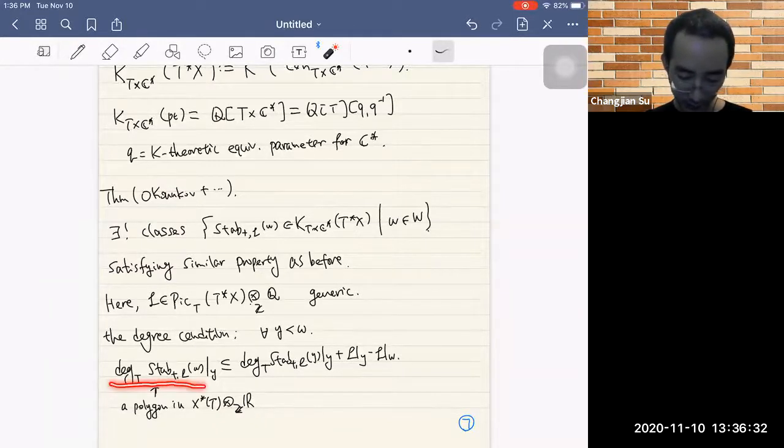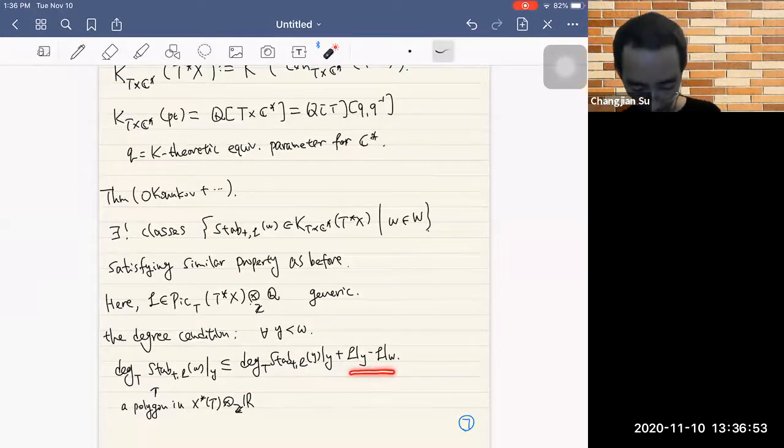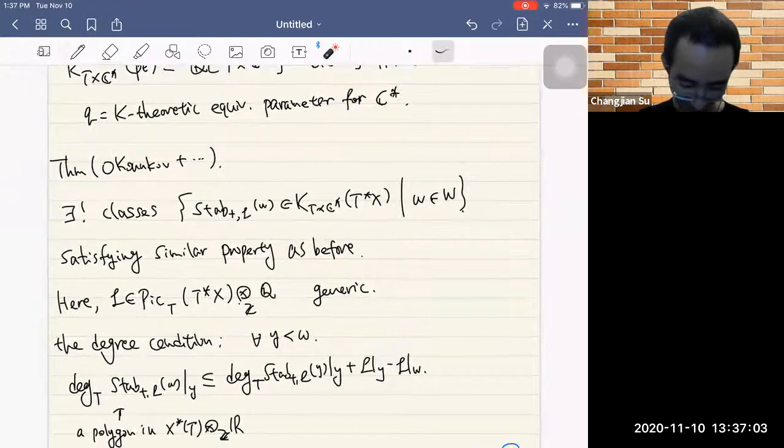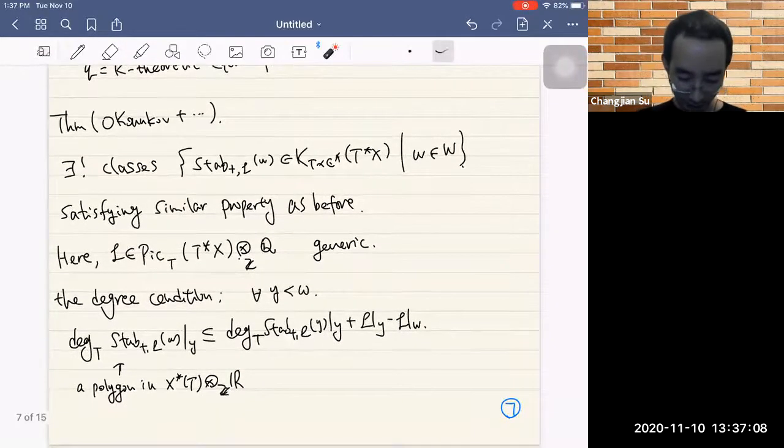Okay, and then the condition is as follows. We require this polygon to be contained in the other polygon, but there is a shift, and here it comes in the parameter L. This shift is determined by the difference of these two weights, L restricted to y minus L restricted to w. In particular, this condition does not depend on the linearization of this line bundle L. Okay, I think this should be fine because most of you are familiar with these notations.